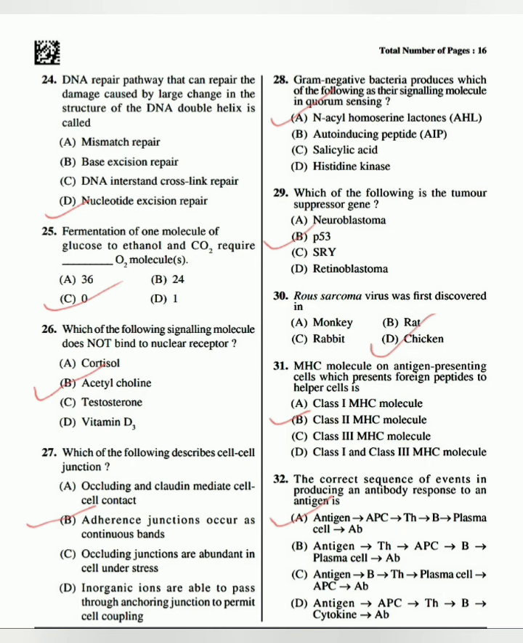Question number 30, the next question. Rous sarcoma virus was first discovered in chicken, not in monkey, rat or rabbit, but in chicken. This is something very important you should know. Where were they discovered?